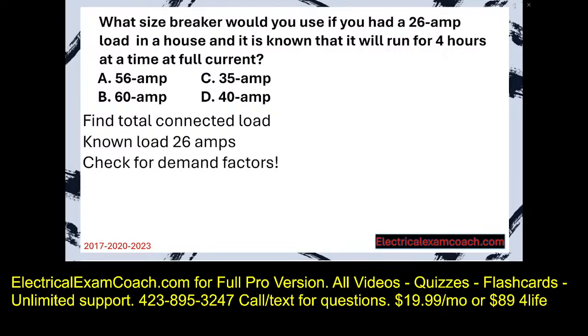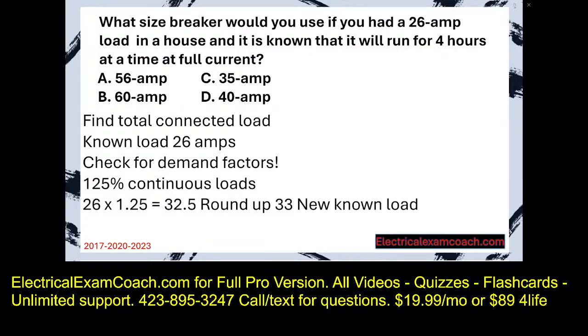In this case, it's going to qualify as a continuous load. Any load that's expected to run for 3 or more hours at its full current must have that 125% continuous load multiplier. So we take our known load multiplied by 1.25. That gives us a new known load of 32.5. In that case, we would round up to 33, and that's our new known load.